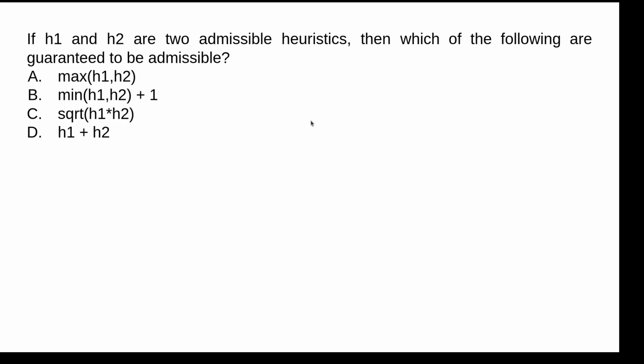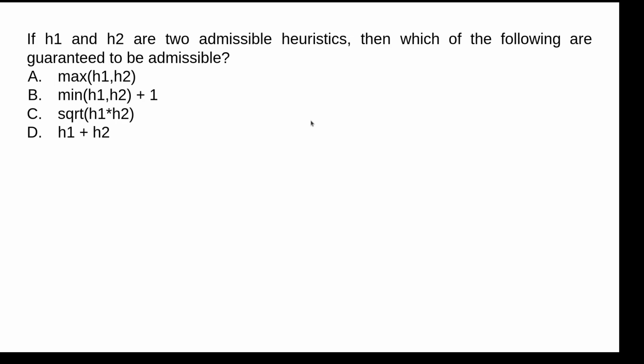If they are not equal, if we multiply them and do a square root, the number which we will get will be less than the maximum out of these two. So since the maximum of h1 and h2 was a heuristic as given, this number will also be a heuristic.